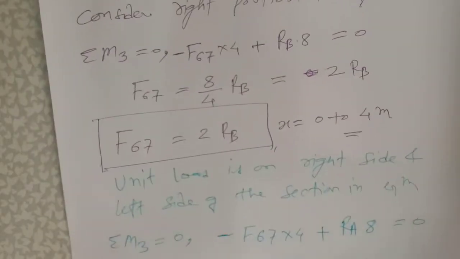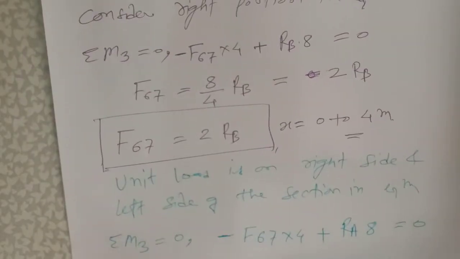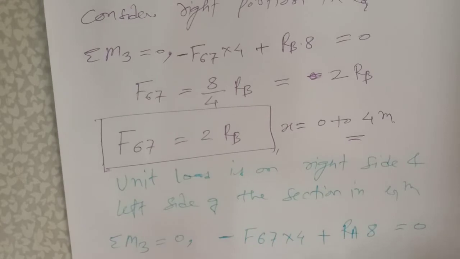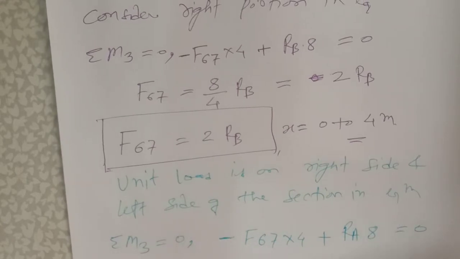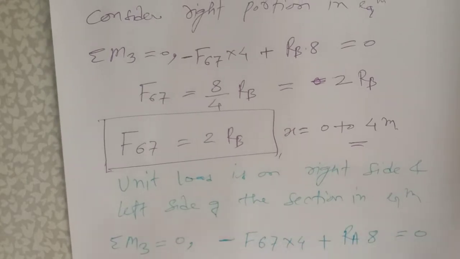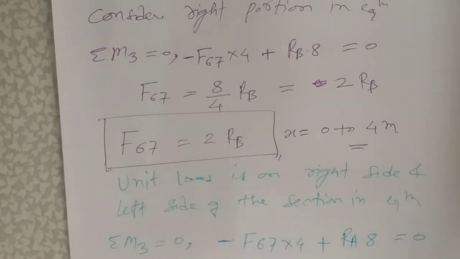And from this we get the force in member 6, 7 is equal to 8 divided by 4 multiplied by RA positive. Okay, that is 2 times of RA. Okay, that means the force in member 6, 7 is equal to 2 times of RA.